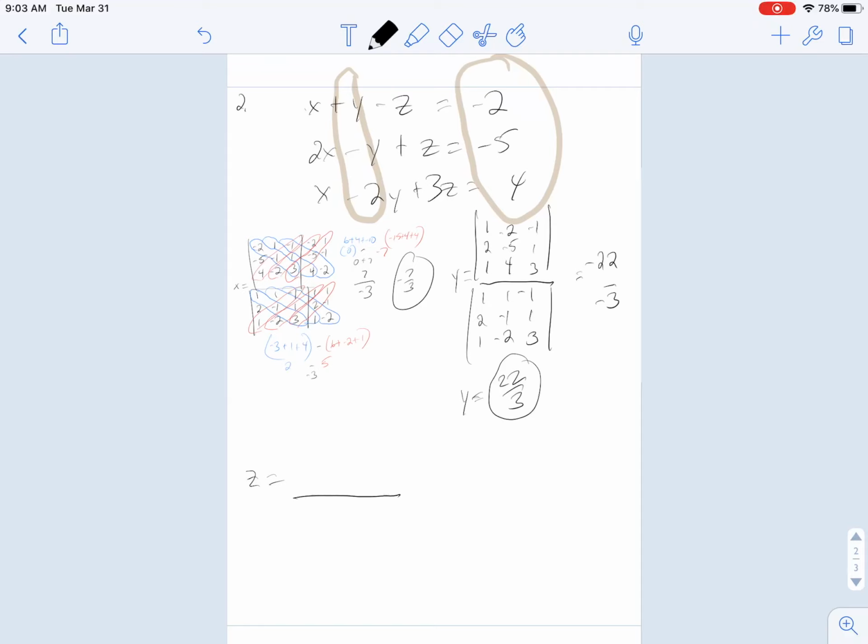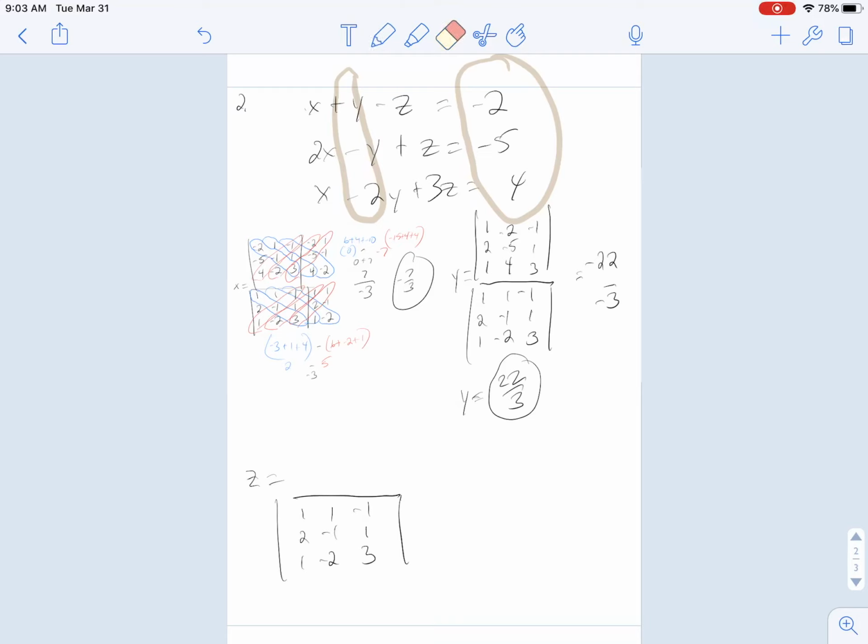So the bottom is going to stay the same: 1, -1, and 2... -2 rather. And then -1, 1, and 3. Okay, so that is consistent for x, y, and z. It's just the coefficient matrix.